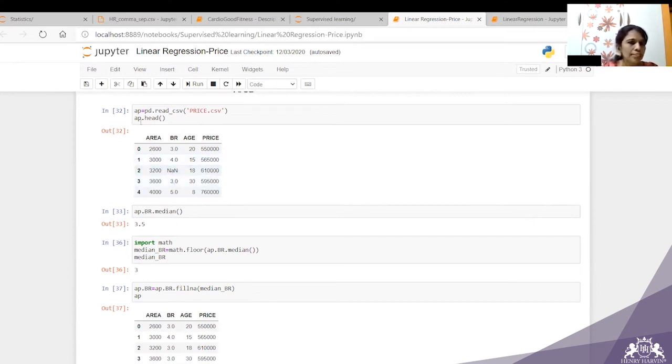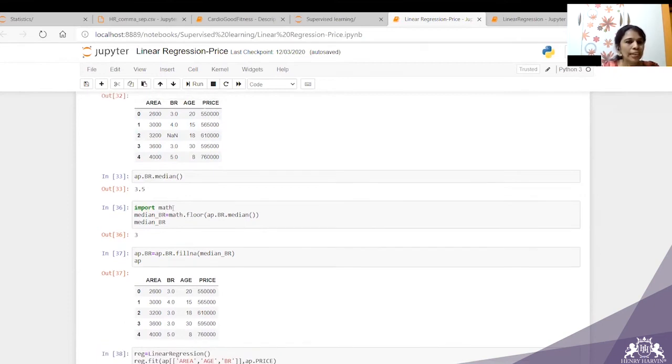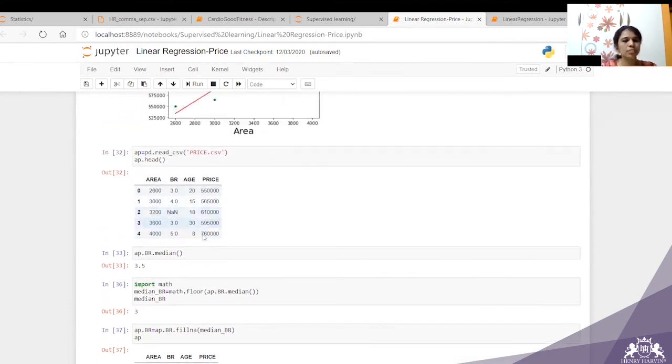My data frame name is AP, so I write AP.bedroom to find the median value, and it gives 3.5. Can I fill with that median in this case? Roughly, we cannot replace it with the median, because we are talking about bedrooms. Can the number of bedrooms be 3.5? Exactly. Do you understand my point?